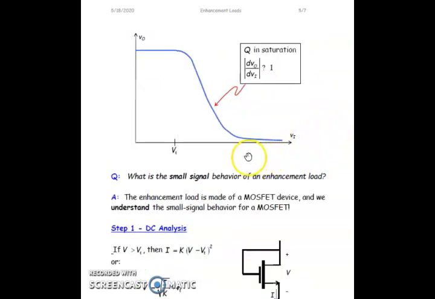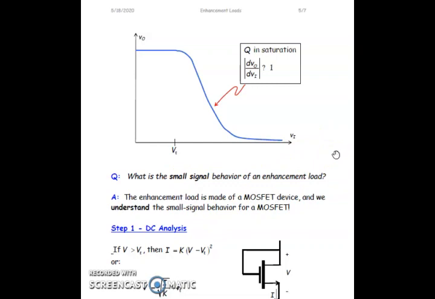Now again, if I do that and plot the graph, it will resemble exactly the way it was behaving when I was using a discrete resistor. Now what is the small signal behavior of an enhancement load? Normally we have discussed, for example, a common source amplifier, which had a resistive load, and we have seen how that resistance was considered while deriving the equation of the gain. Now since I am replacing that resistor with an enhancement load MOSFET, what will be the small signal behavior of an enhancement load?